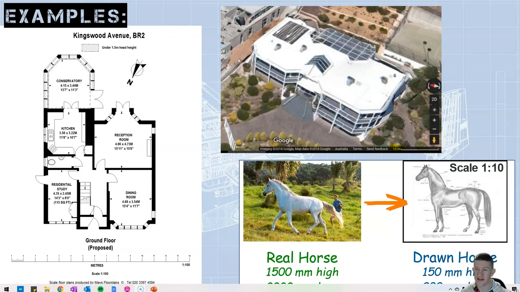Another example is just drawings and things like that. So here we've got a real horse, it's 1.5 meters high or 1500 millimeters. They've drawn it at 150 millimeters high and they've told us the scale is 1 to 10. So for every unit of this picture, it is 10 times that size in the real world. So that's another example.